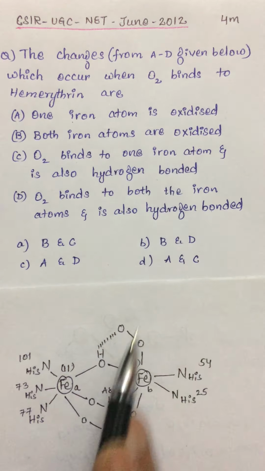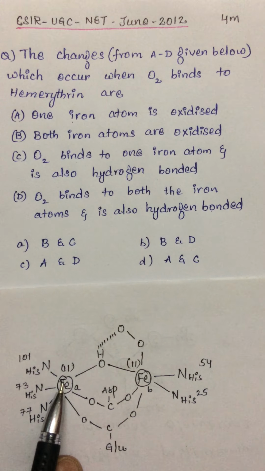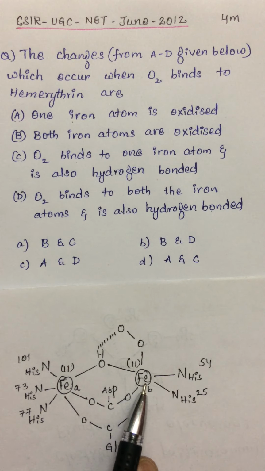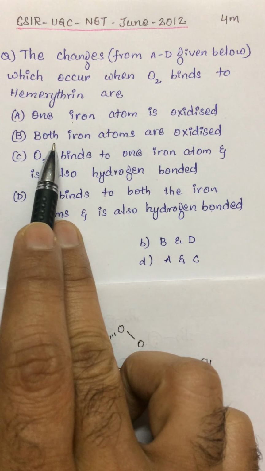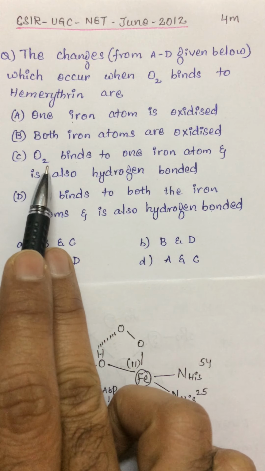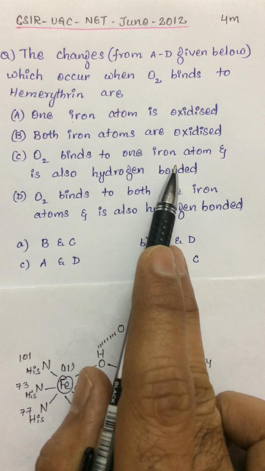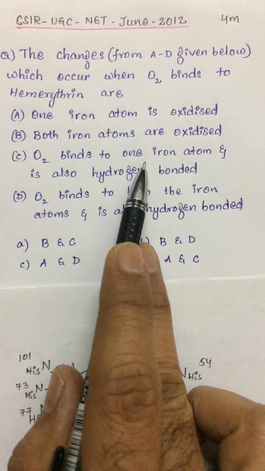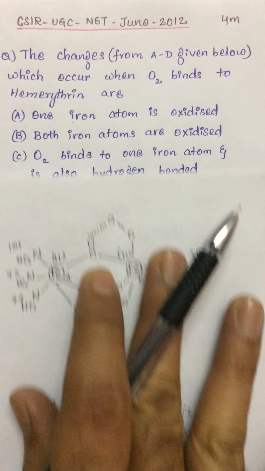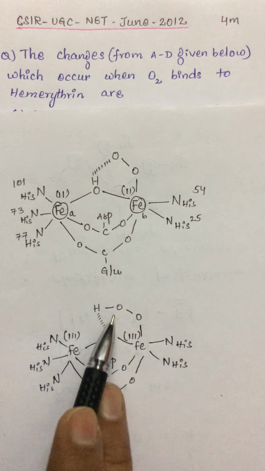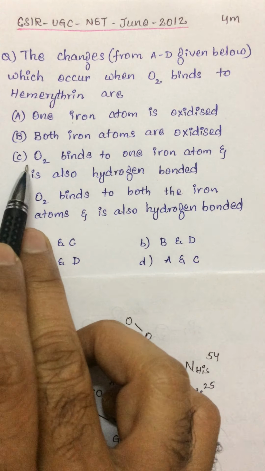Both iron atoms are oxidized. Iron 2 is converting into iron 3. This is also converting into iron 3. So option B is correct. Also, let us see, does dioxygen bind to one iron atom or both iron atoms? No, it is binding only to one iron atom. Is there any hydrogen bonding? Yes, there is hydrogen bonding. So C is also correct.